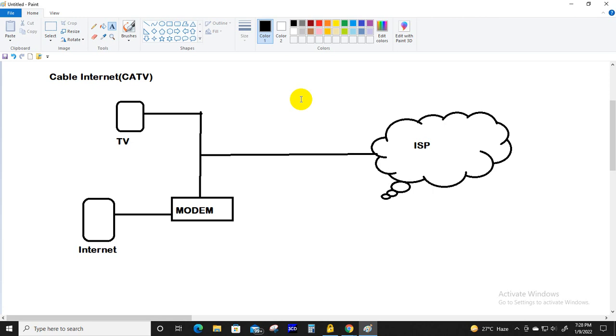In both cases, we have seen that a single connection is used for two different types of signals, either one for TV and internet or one for phone and internet.